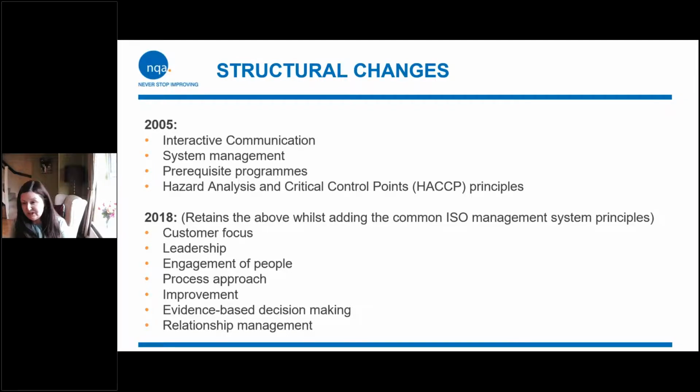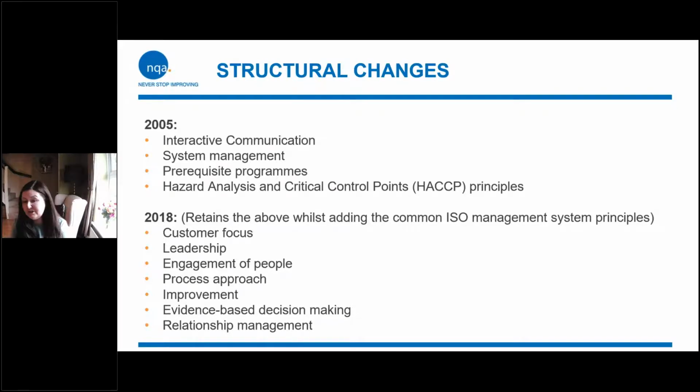So just on the structural changes between the 2005 and 2018 standard, already in the 2005 standard we had interactive communication, system management, prerequisite programs and HACCP. So they are still relevant to 2018, but in 2018 we have new clauses around customer focus, leadership, the engagement of people. They have incorporated the process approach and improvement, risk-based thinking and evidence-based decision making, which we'll talk about later on. But that's really important with the ISO 22000 standard, which really brings it away from other food safety management system standards.